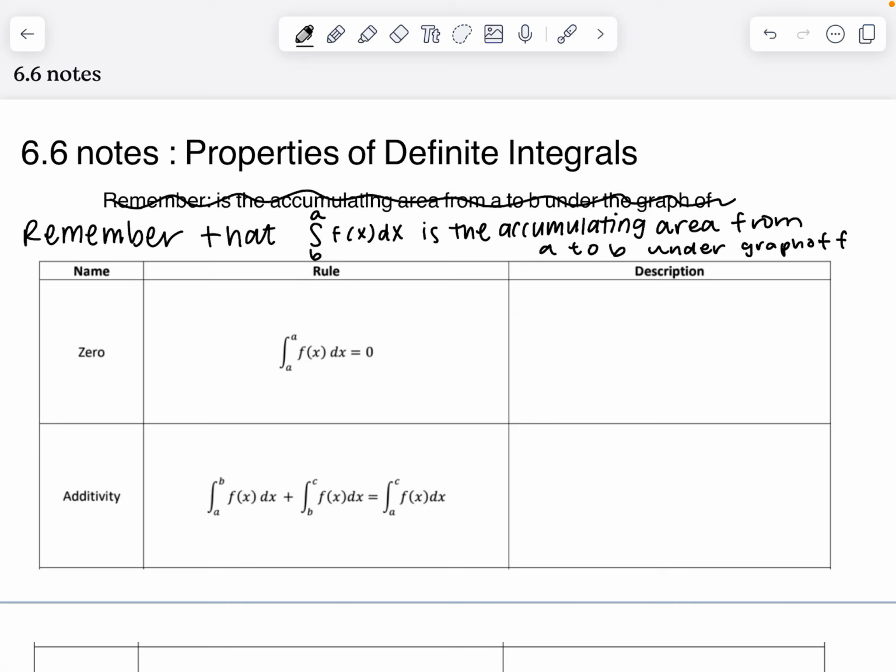Welcome to 6.6. These are officially our properties of definite integral properties. We've talked about these kind of here and there, but we're going to actually define them for you so that you can use them from here on.